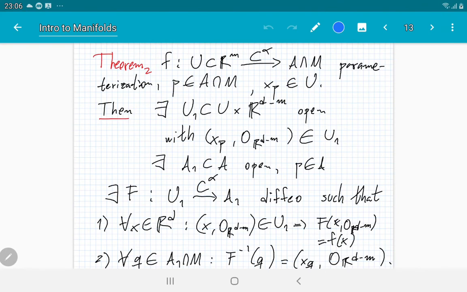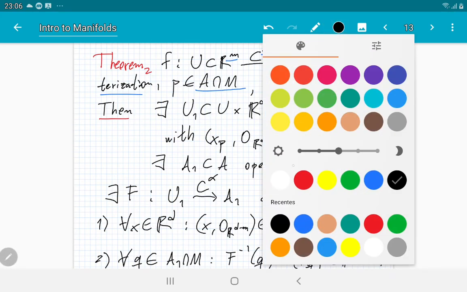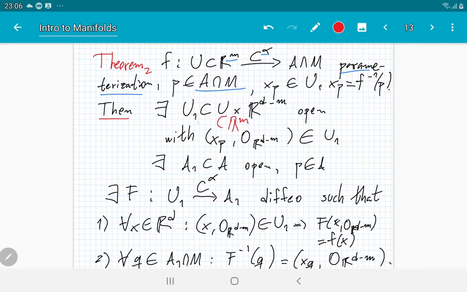Well, that's theorem 2 over here. We're given a parameterization satisfying all those assumptions: it's m-dimensional, C alpha, a homeomorphism with injective derivative at all points, and C alpha. I gave you a point in this open intersection, and its pre-image, right? So this should be f minus 1 of p. What I'm going to show is that we're going to add coordinates. Remember this is contained in Rm, so I'm going to build an open set in a larger dimensional space by adding d minus m coordinates. And this new open set is going to contain xp with d minus m 0 coordinates added at the end.